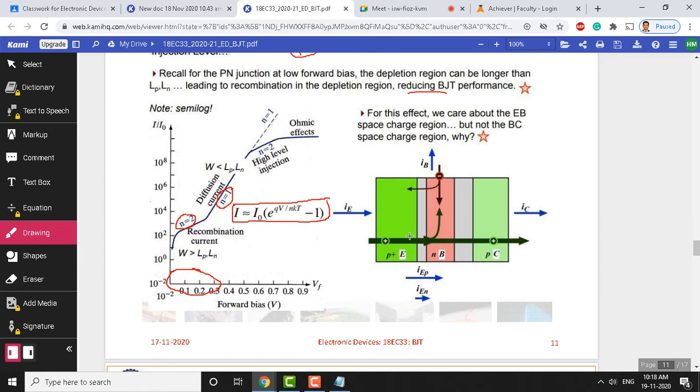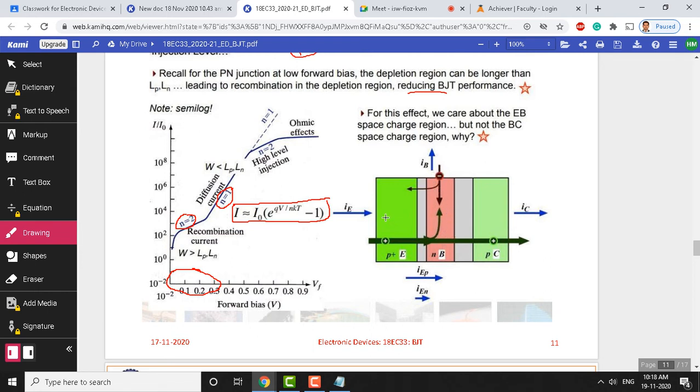So, naturally here we expect a small depletion region, and the recombination rate within it: for every hole that is injected from the emitter to the base, there should be a corresponding electron supplied by the base terminal. So, that whole region is maintained in a neutral condition.